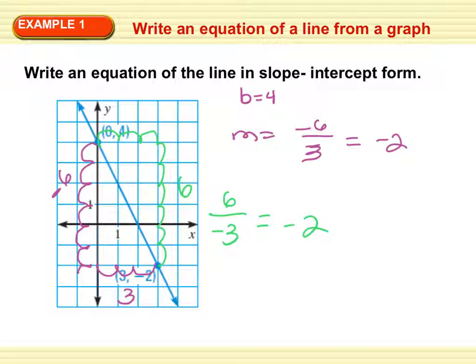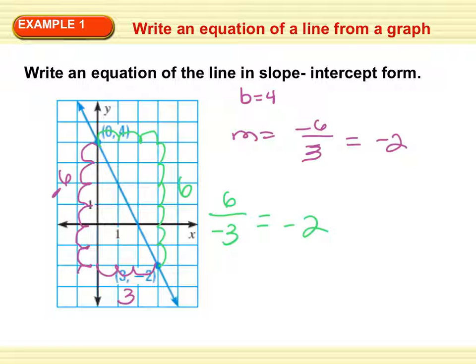Could it also be that too? But you did it the other way around. You're going run, rise. You've got to do rise, run. Yep. Or you could use those 2 points and plug it into y2 minus y1 over x2 minus x1. So there's a lot of different ways to do it. Either way, you get the same answer.